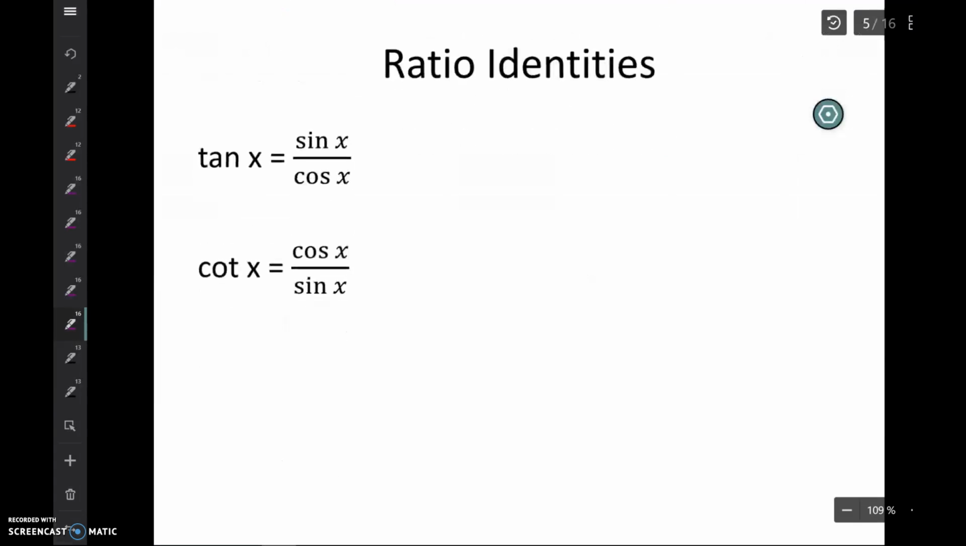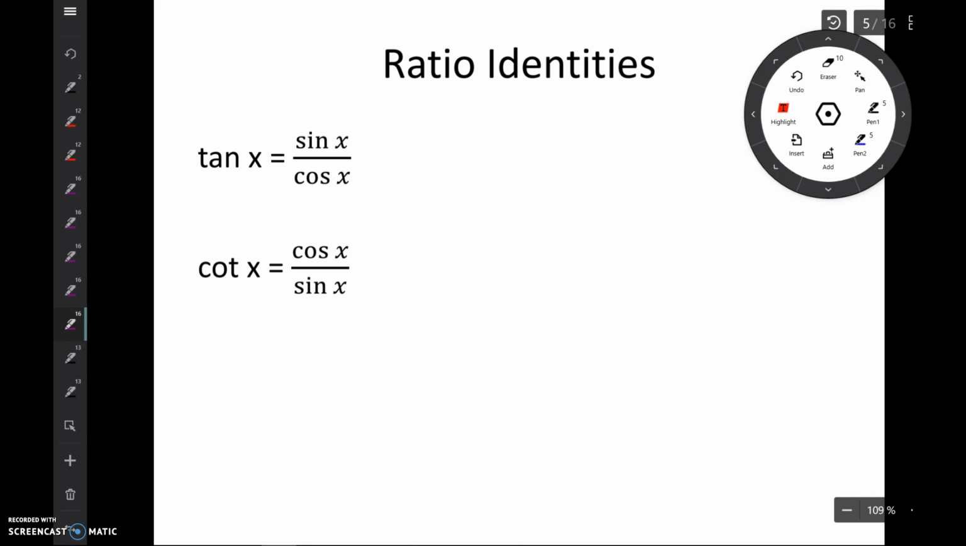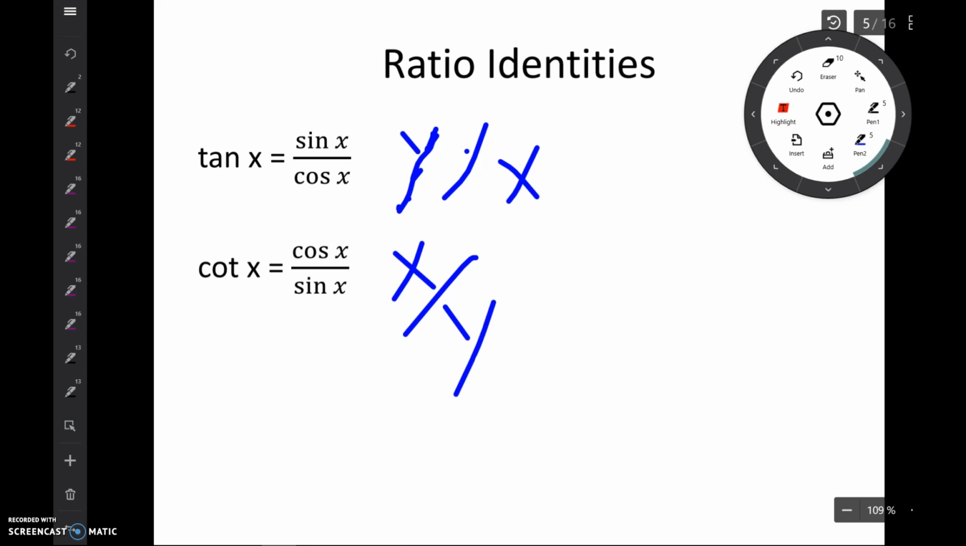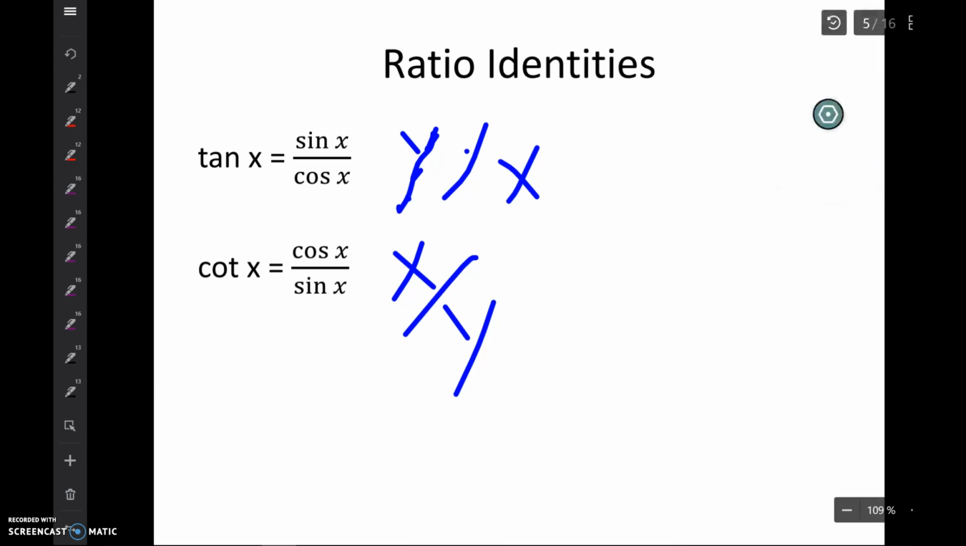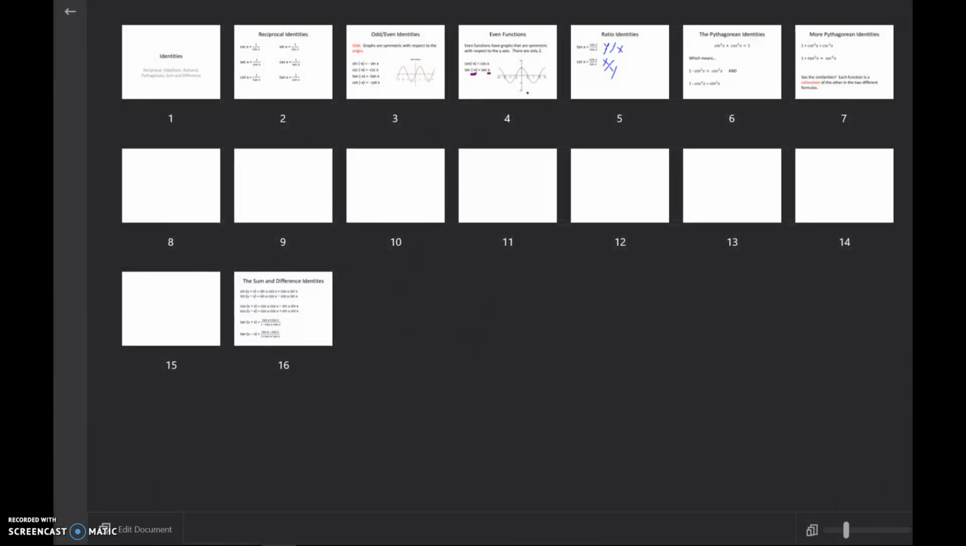Okay, the next set of identities are called the ratio identities. Tan is sine divided by cosine, and that's because tan is y divided by x. So y is sine and x is cosine, and cotan is the reciprocal. Cotan is x divided by y, so the cotan is cosine divided by sine. So those are the ratio identities.